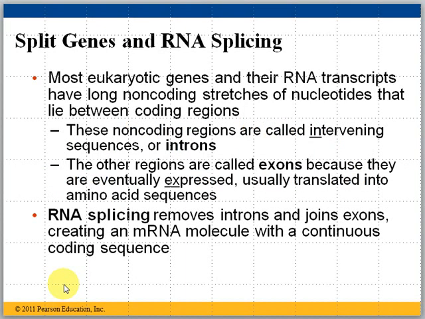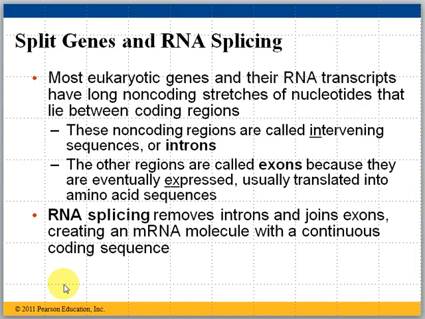So let's talk about what's called split genes and RNA splicing. Most eukaryotic genes and their RNA transcripts have long non-coding stretches of nucleotides between the coding regions. So you end up having a lot of DNA and RNA that doesn't actually code for a particular protein.